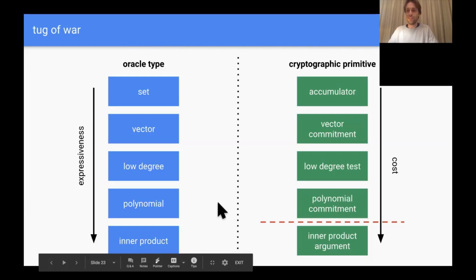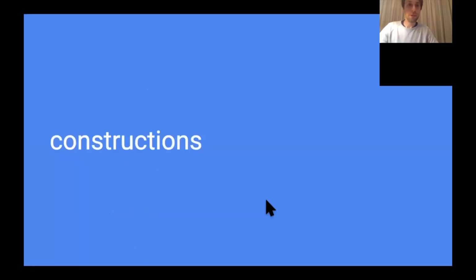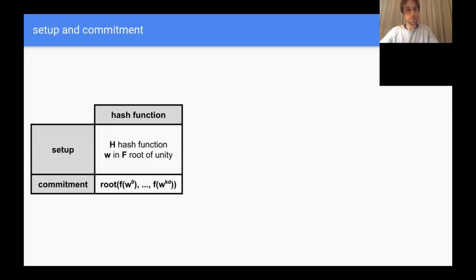So yeah, there's this tug of war. There's a trade-off, and it turns out that the sweet spot, in my opinion, and we've nailed it, is the polynomial commitment here, and this is why this primitive is so important. Okay, so this was motivation, and now I want to tell you a bit more about the actual constructions. What do the polynomial commitment schemes actually look like?